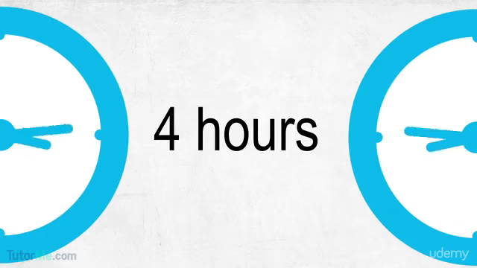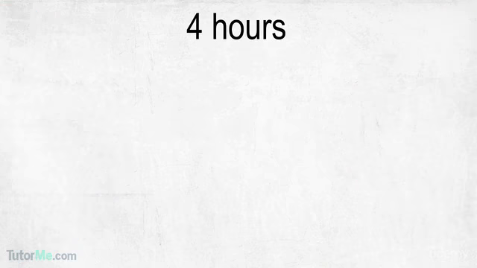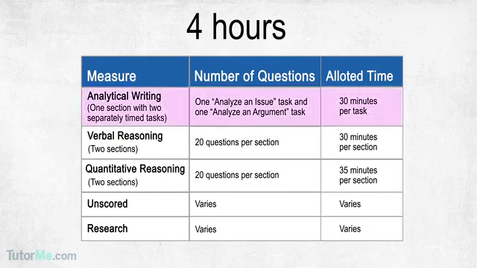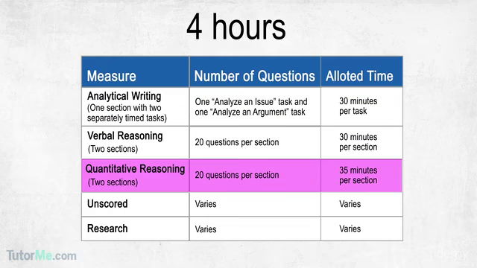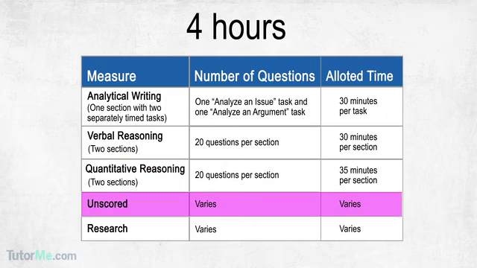The GRE is 4 hours long, including breaks. Here's how the timing of the test is broken down. Analytical writing is 30 minutes per task, verbal reasoning is 30 minutes per section, and quantitative reasoning is 35 minutes per section. An unidentified unscored section that does not count towards your score may be included and may appear in any order after the analytical writing section. Questions in the unscored section are being tried out either for possible use in future tests or to ensure that scores on new editions of the tests are comparable to scores from earlier editions.